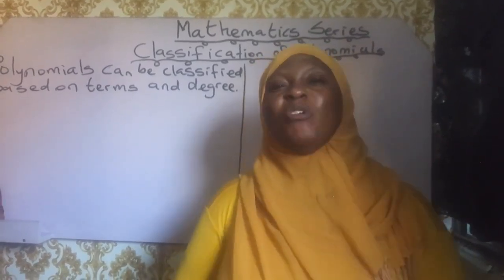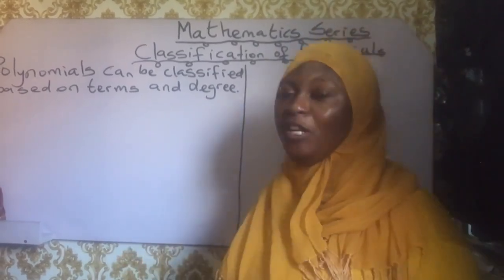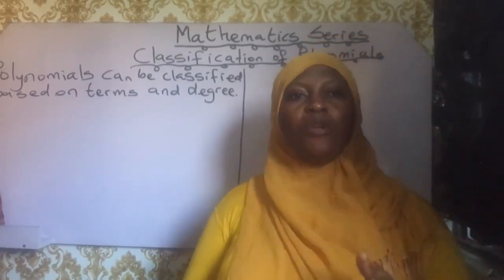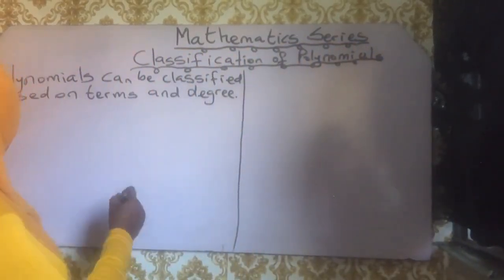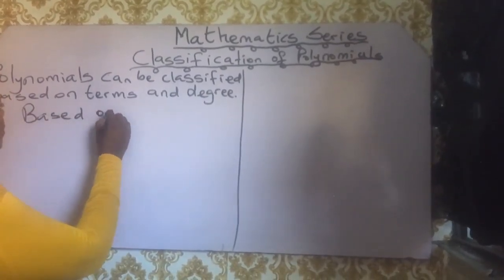In today's class, we are going to be talking about classification of polynomials. Polynomials can be classified based on the number of terms and degree. We are going to look at these one after the other. So the first one, based on number of terms.